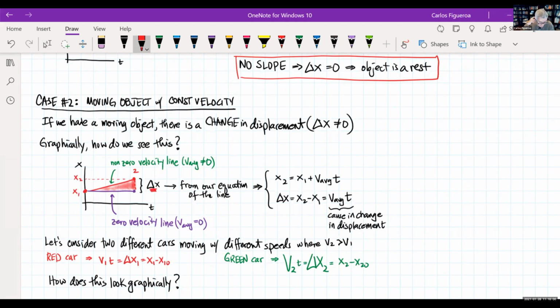Okay, so what does our equation say? Well, our equation says that x2 is equal to x1 plus the velocity times the time. And if I clean this up, you could see that this delta x right here must be equal to the average velocity times the time. In other words, it's this average velocity, of course, that's the cause of the displacement. I'm not saying anything that you don't already know. Of course you know this, right?